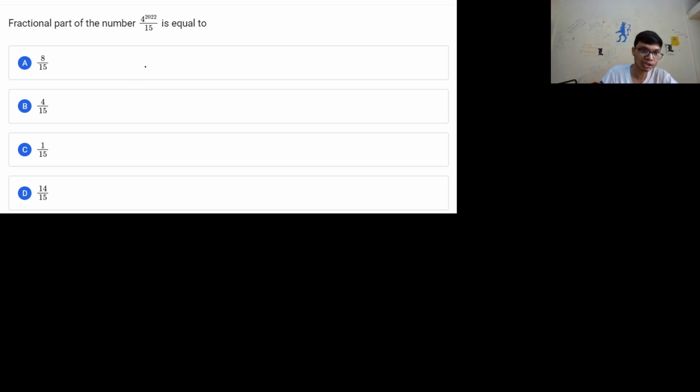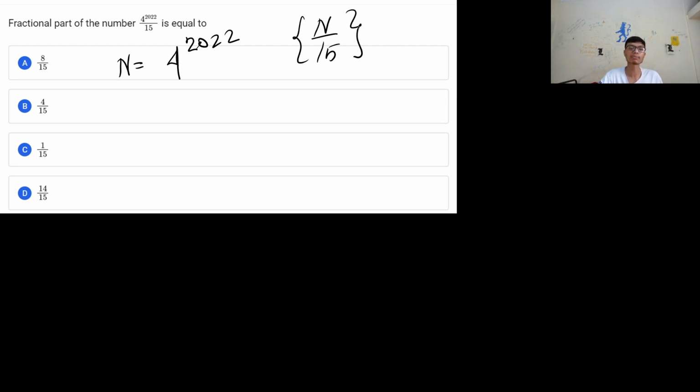This is also a JEE Mains previous year question. So this question talks about a number. Let the number be n, capital N, and the number is represented as 4 की power 2022, which is a very big number. And when this particular number is divided by 15, we have to find the fractional part of this particular number.